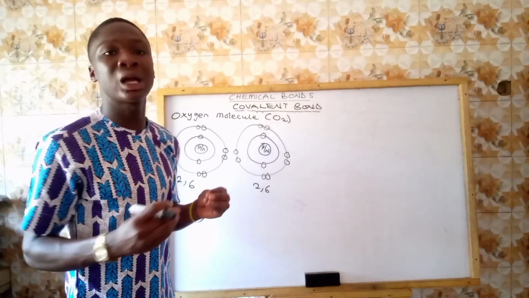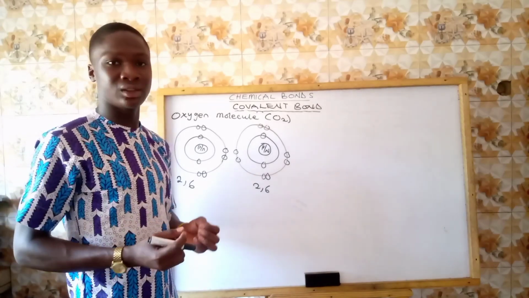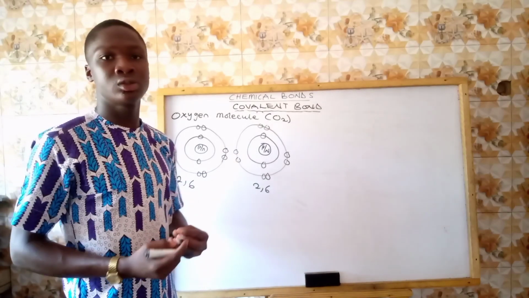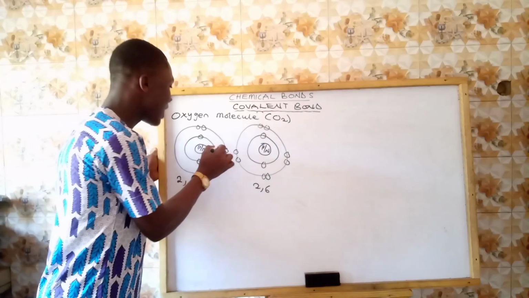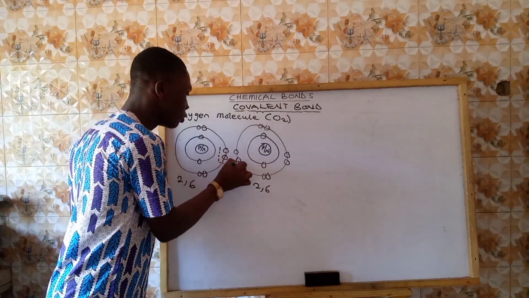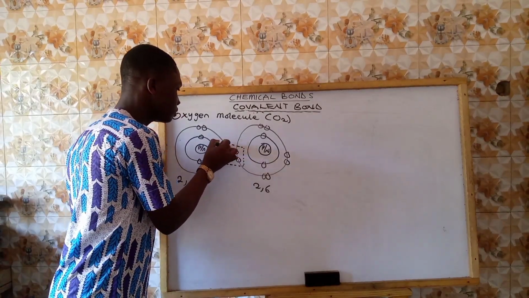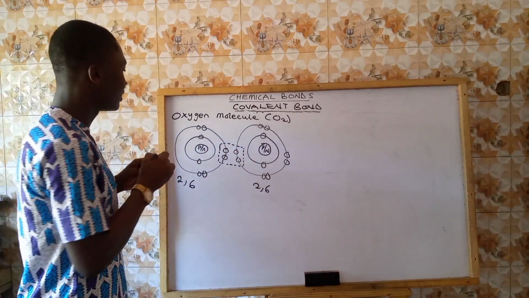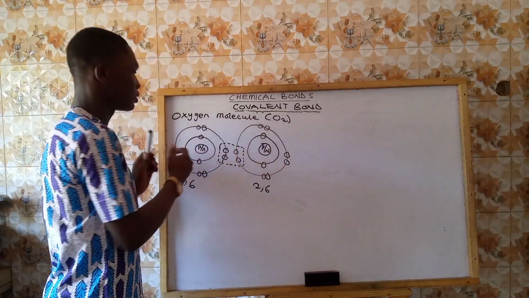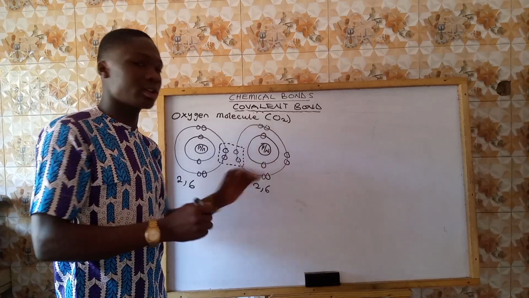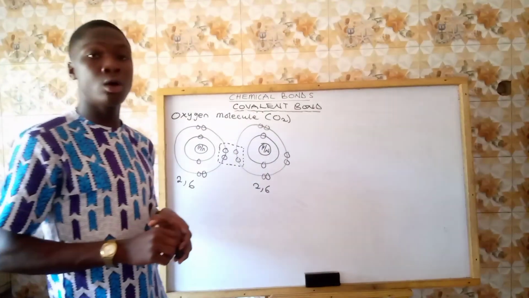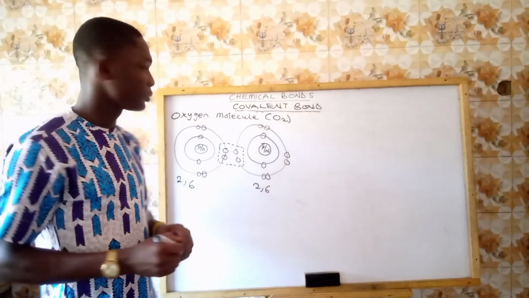Now their mom will come and tell them, why are you fighting? Why don't you share the electrons to become stable? Now this one and this one will share these electrons. When they share the electrons, this one will get 8 electrons and this one also gets 8 electrons in the last shell. And they all follow the octet rule.